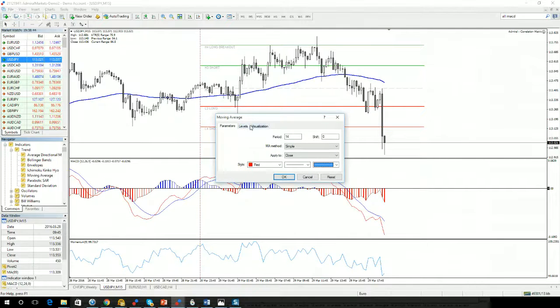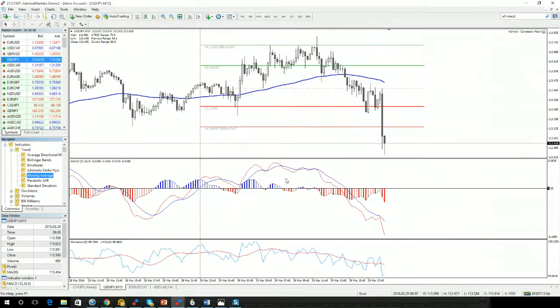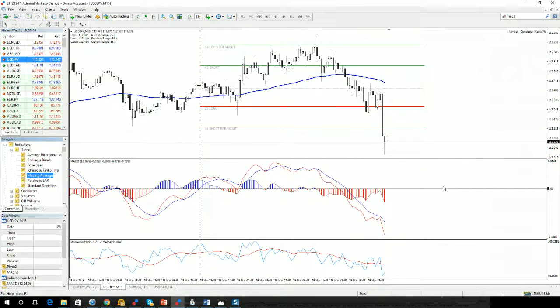And here, let's see, visualization on all time frames, and apply to previous indicator's data, like this. Okay, so now you can try to trade breakouts, and this also works for lower time frames.